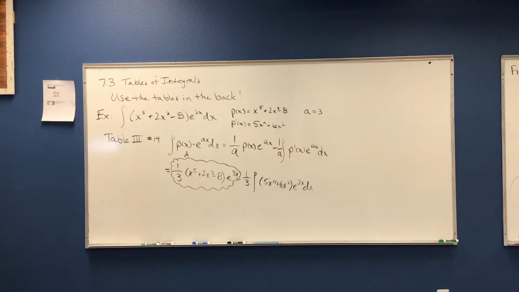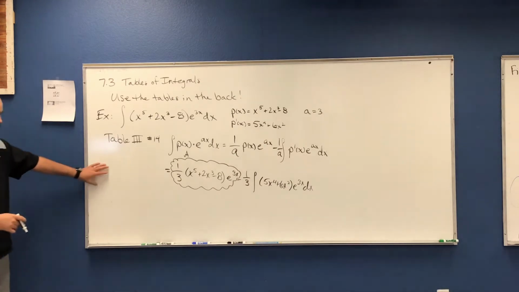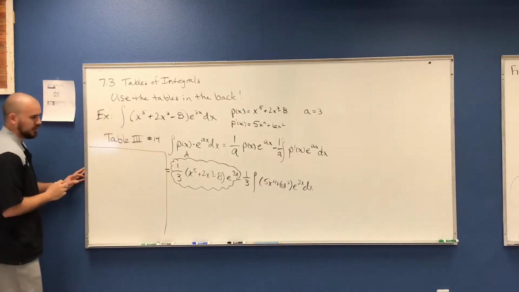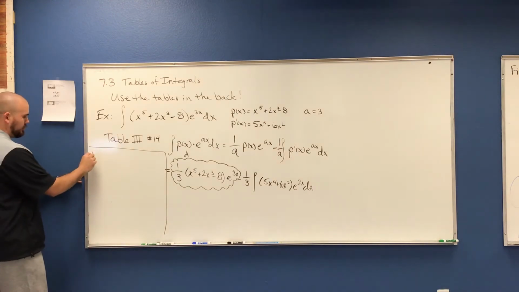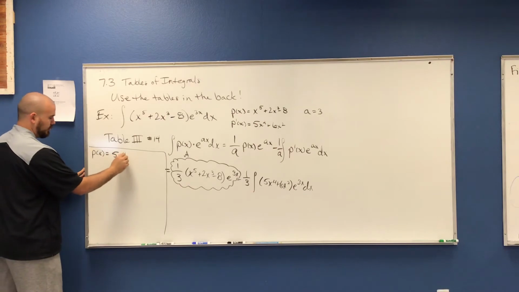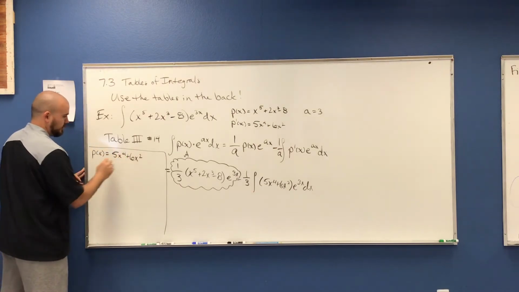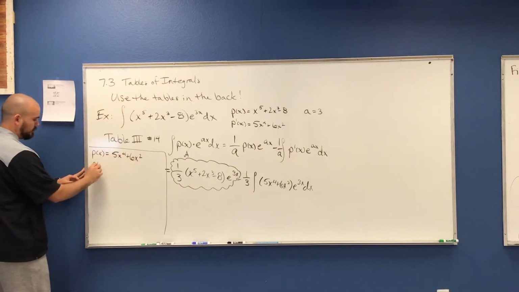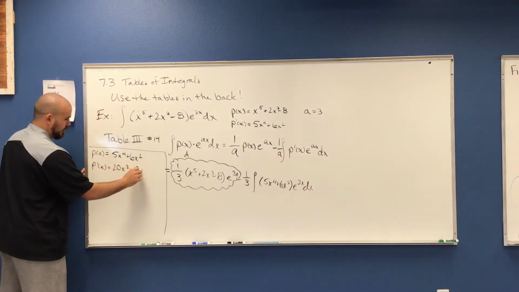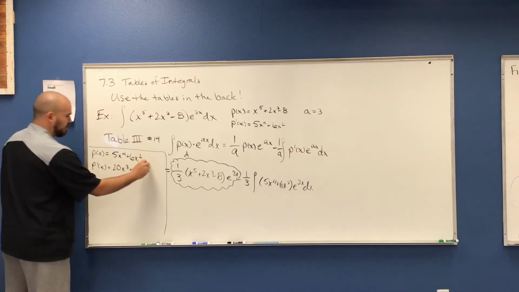I don't want to use a second board because I don't want to move the camera. Okay, here's what I'm going to do. I'm going to write here. Let's go ahead and let another p of x equal 5x to the fourth plus 6x squared. Therefore, that p prime can equal 20x to the third plus 12x. And then a will still equal 3.